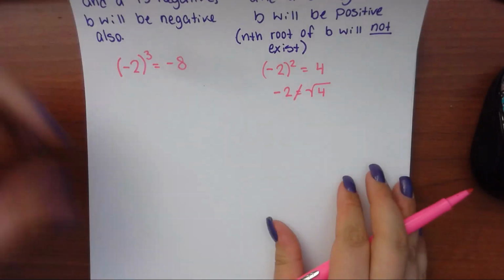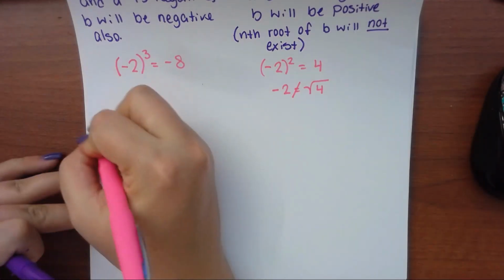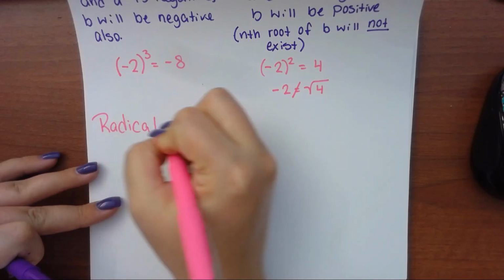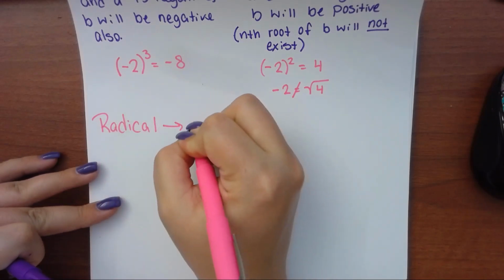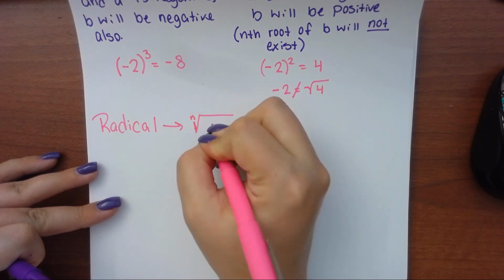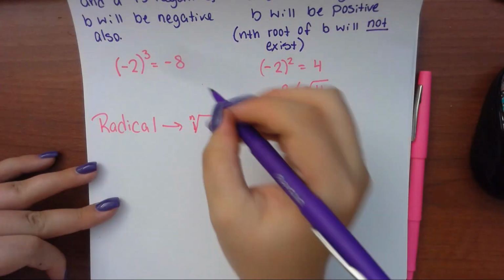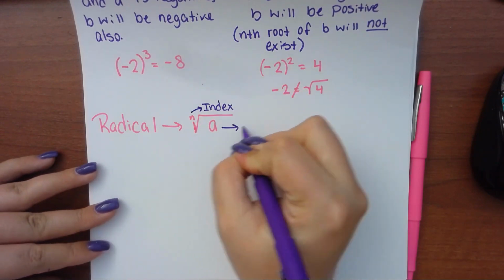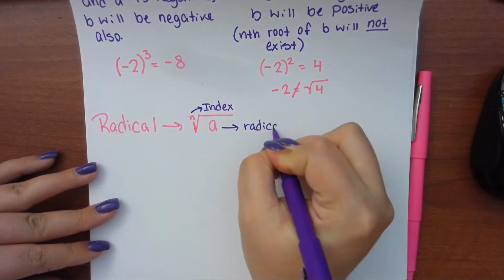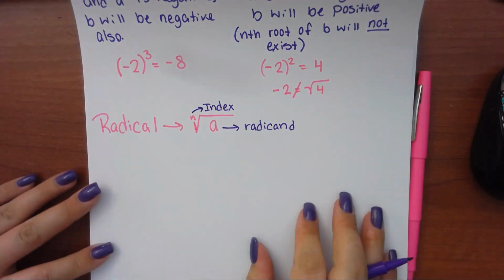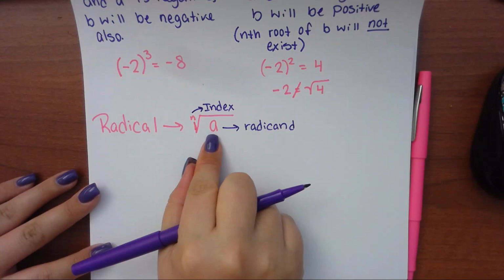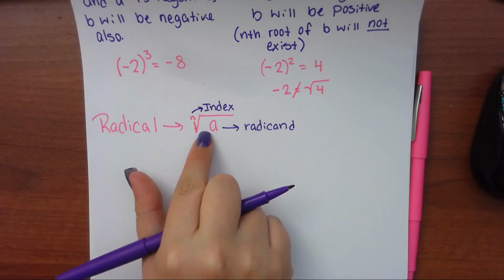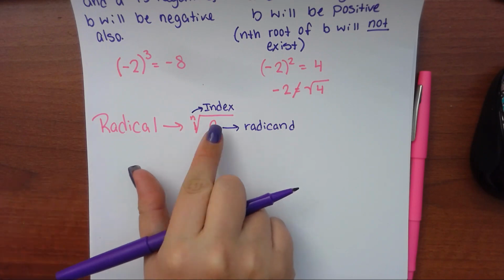But I really today want to talk about what your radical is going to look like. So we have a radical, and this is what it looks like. It's the nth root of a. n represents the index, and a represents the radicand. So whatever the radicand is, and whatever the index is, they go hand in hand together, and we can simplify square roots and cube roots and all the things that we've done before.